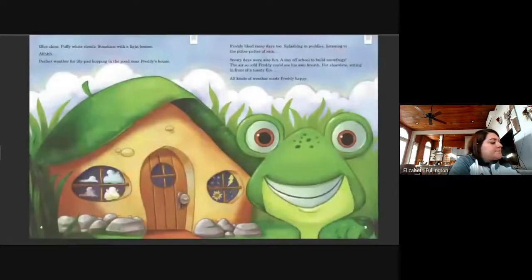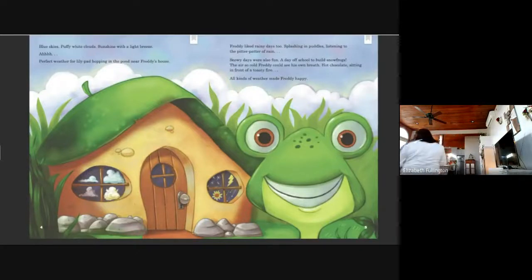Blue skies, puffy white clouds, sunshine with a light breeze. Perfect weather for lily pad hopping in the pond near Freddy's house. Freddy liked rainy days too, splashing in puddles, listening to the pitter-patter of rain. Snowy days were also fun, a day off school to build snow frogs. The air so cold Freddy could see his own breath, hot chocolate sitting in front of a toasty fire. All kinds of weather made Freddy happy.